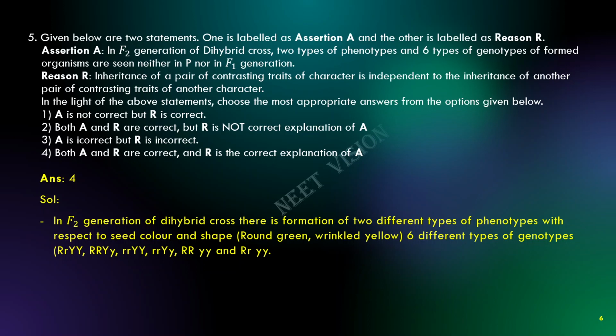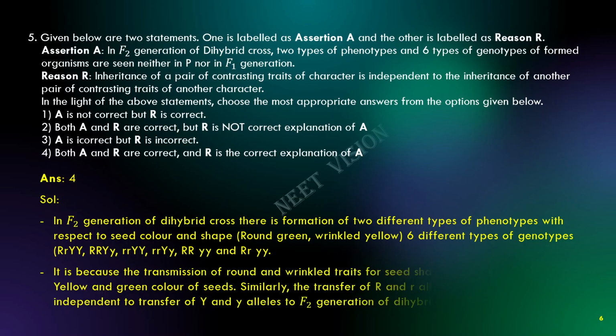So 2 genotypes are round and green, 2 genotypes are wrinkled and yellow, and the 2 genotypes which are neither seen in the parental generation nor in the F1 generation are capital R, capital R, capital Y, capital Y and capital R, capital R, capital Y, small y, that is for round and yellow seeded. Of the other genotypes for round and yellow, one is seen in the parental generation, capital R, capital R, capital Y, capital Y, and in the F1 generation the double heterozygous, capital R, small r, capital Y, small y. So that is the explanation for it.